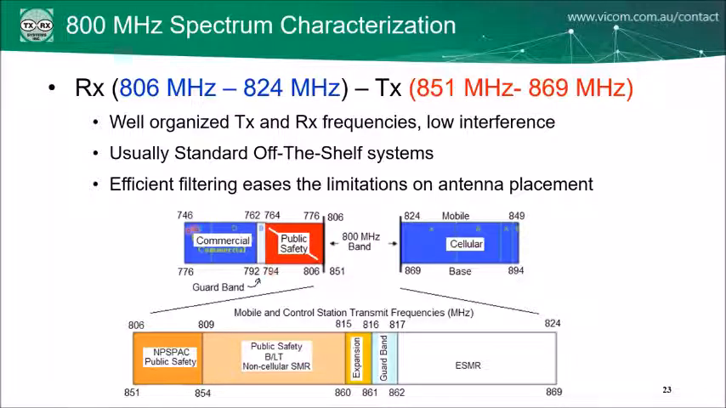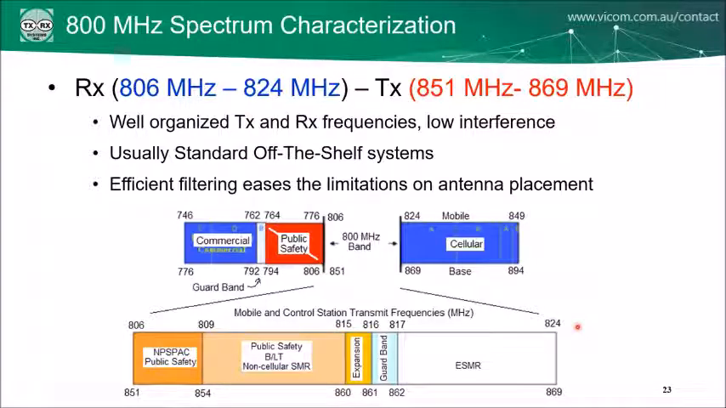So here's an example. You can see the spectrum starting all the way down at 746. This is the 700 band. And here at 806 is where we start this 800 band. And above 824, then we get into the cellular mobile bands. And we kind of drop back again. 851, we've got our transmit, to 869 is the end of the transmit bands. And within that, we have different public safety, we've got expansions, we've got guard bands. Everything is nice and neatly organized within this range.